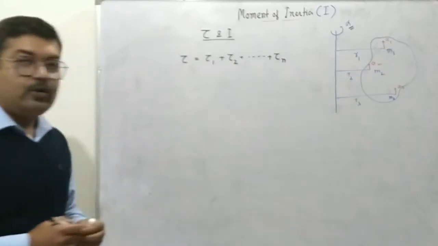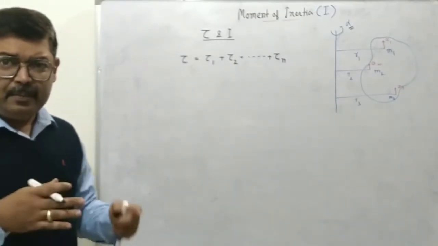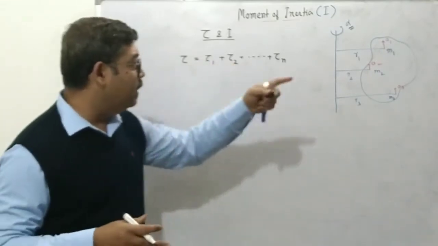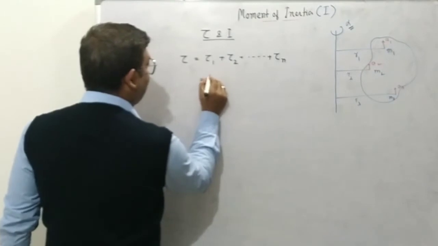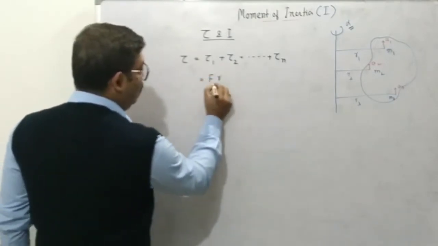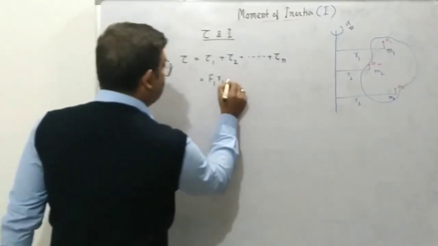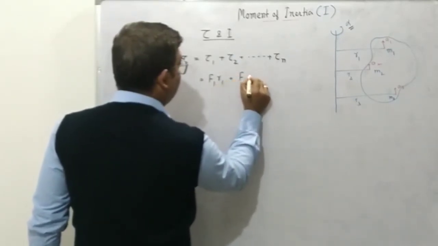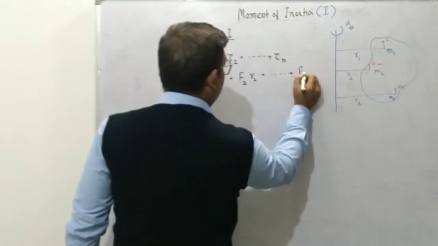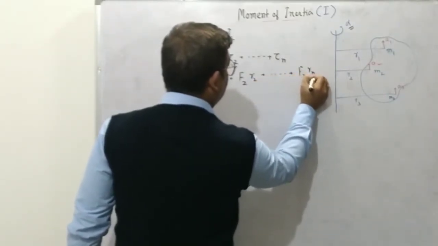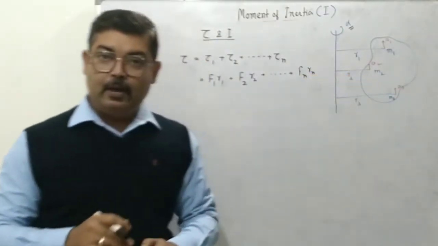Okay, so by definition of torque, we know that if the force and the radius vector are perpendicular to each other, the torque's magnitude can be given by F into R. So tau 1 will be equal to F1 into R1. Similarly, tau 2 will be F2 into R2, and so on till Fn Rn. What we have considered is that the force and the radius vector are perpendicular to each other.